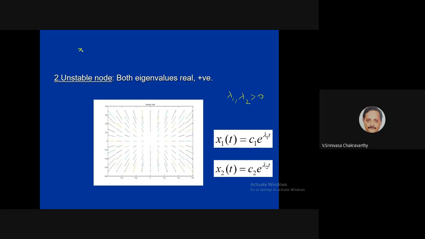If you take x1, lambda is positive, so no matter where you start from, it will blow up exponentially. The same thing happens with x2 also. So if you start from anywhere in the neighborhood of the origin, it will go outwards. If you are on the origin, it's a fixed point, you'll stay there forever. But if you get perturbed, then you'll get thrown off and you'll go up to infinity. So therefore, this point is an unstable node. It's a node because the lambdas are real, and it's unstable because the lambdas are positive.